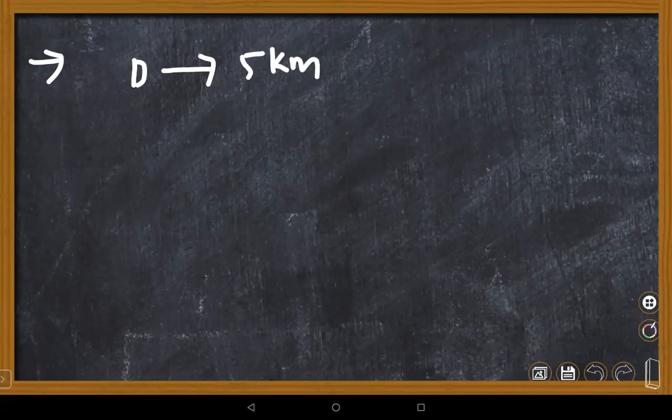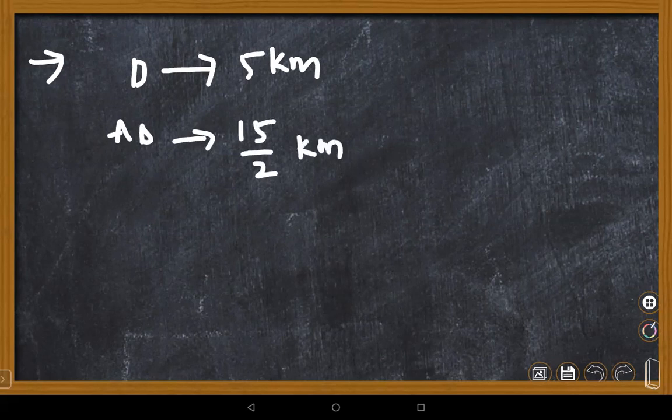Daksh walked 5 kilometers every day. Whereas Ashwath covers 15 by 2 kilometers. I'll write directly. Daksh traveled 5 kilometers. Ashwath traveled 15 by 2 kilometers.